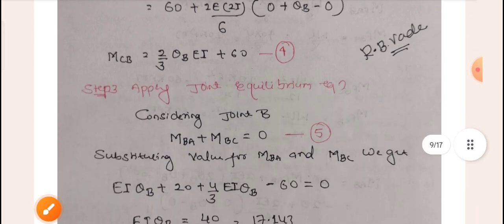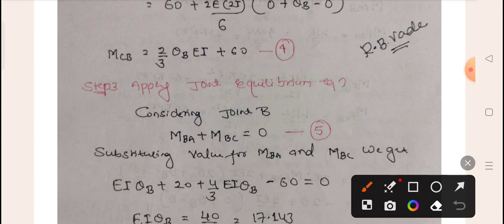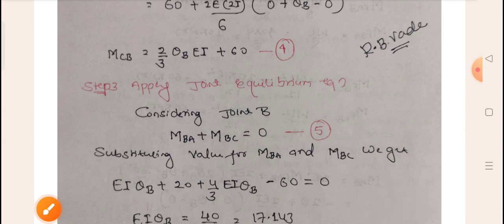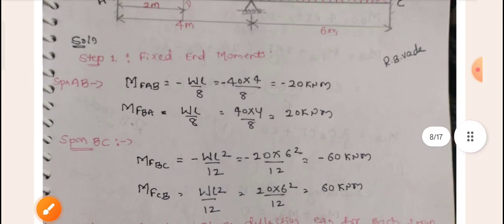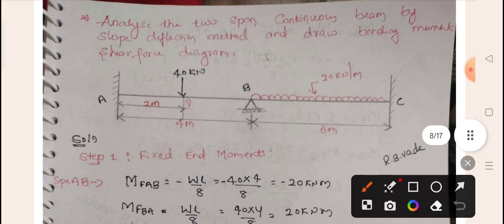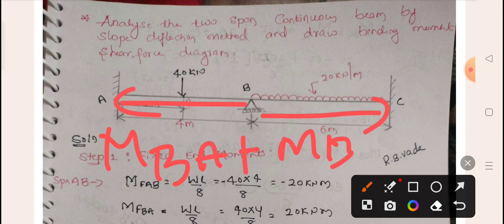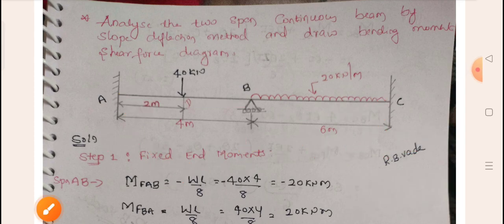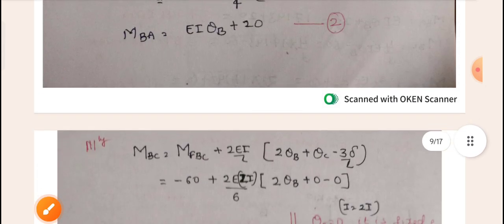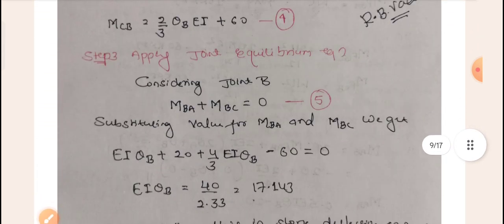Okay, so now in step number 3, we have to apply the joint equilibrium. Joint equilibrium means what? Already it is told. Joint equilibrium means MBA plus MBC is equal to 0. This is the equation you are supposed to use to calculate the unknown. So this is the equation I am using here. MBA plus MBC is equal to 0.